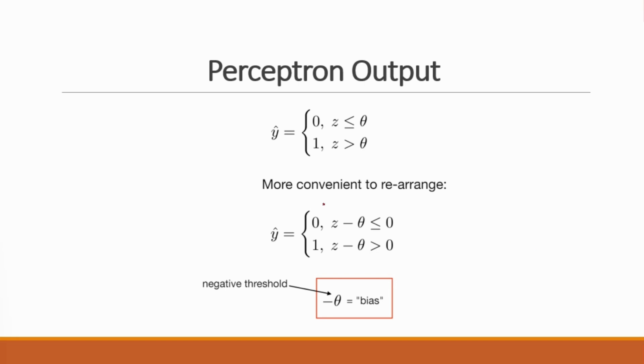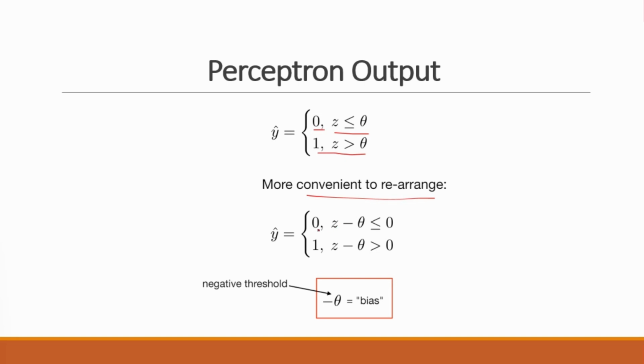I want to make one little change to that formula to make things a little bit more convenient. I just told you that we return 0 if z is smaller or equal to the threshold theta, and the output is 1 if z is greater than theta. It's a little bit inconvenient to write it like this. It's not that inconvenient, but for the sake of training the perceptron, it would be more inconvenient. So we will make things a little bit more convenient by rearranging the terms.